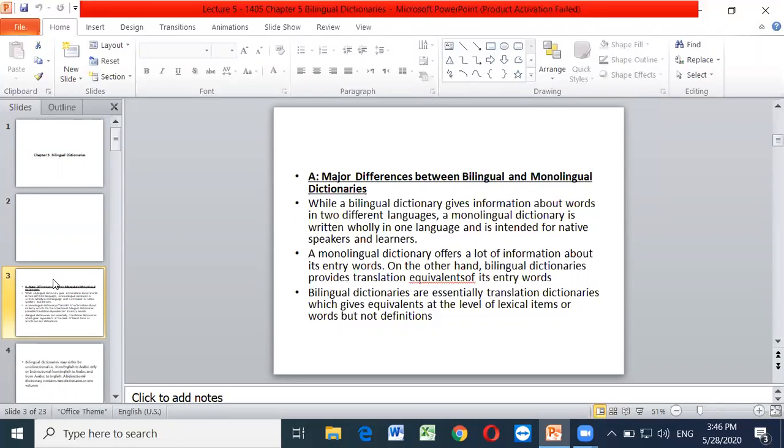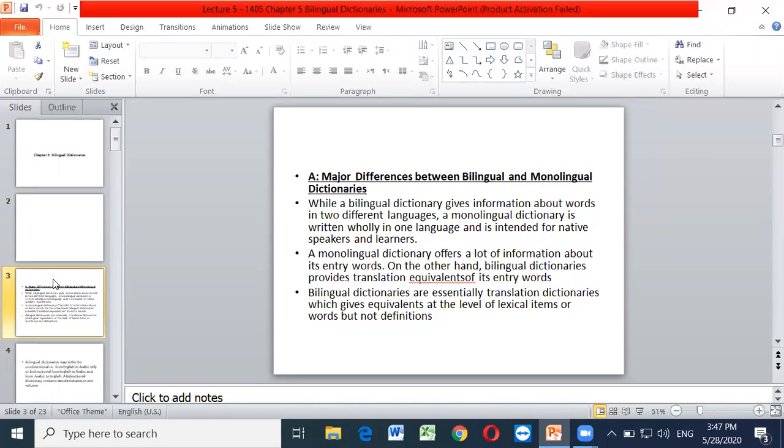The second difference is that a monolingual dictionary gives a lot of information about entry words. It gives more than one sense, three or four senses, for a particular entry word. On the other hand, a bilingual dictionary provides translation equivalents of its entry word.